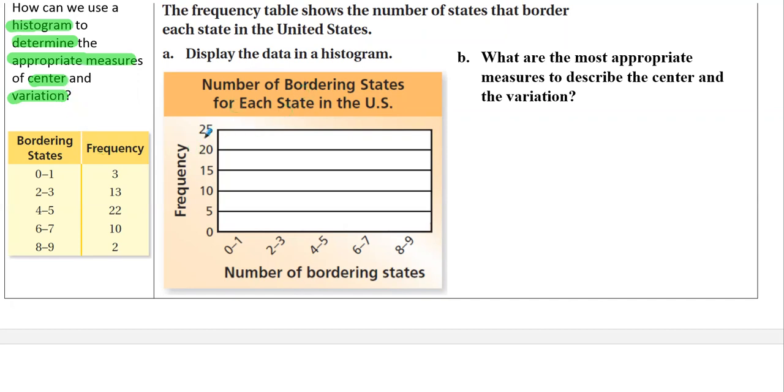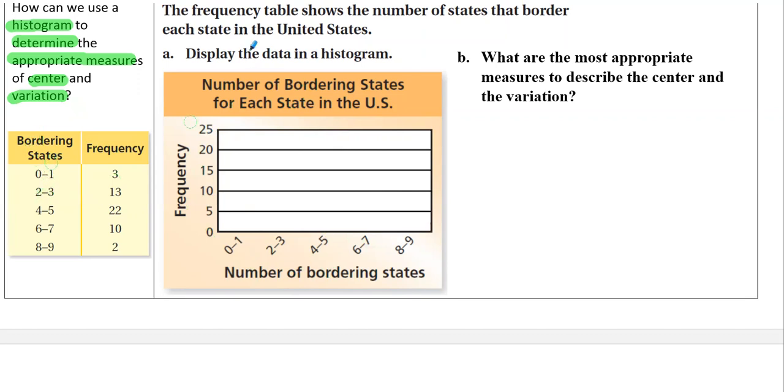And of course, any data display that shows us the shape of the distribution, remember, a dot plot will, a histogram will, tells us which measures of center and variation to use. Of course, a stem and leaf plot is a little more difficult, but you can still see that distribution. But histograms and dot plots are the best.